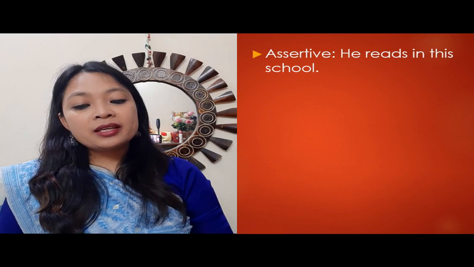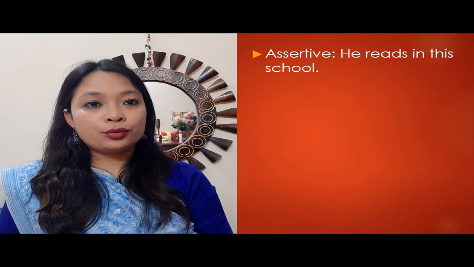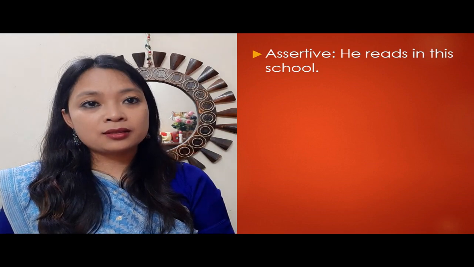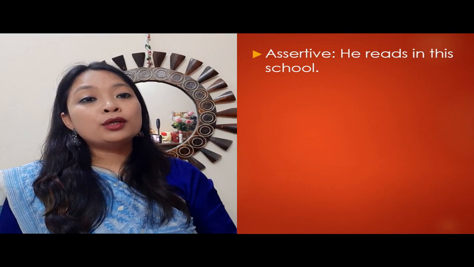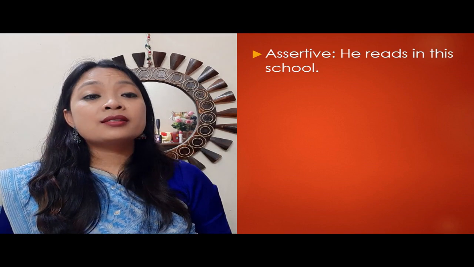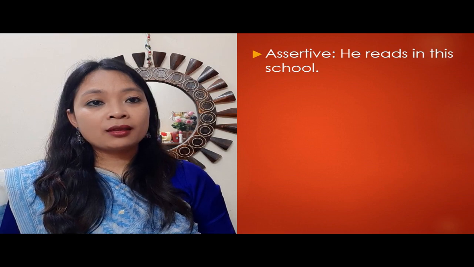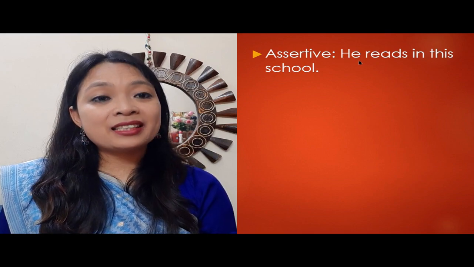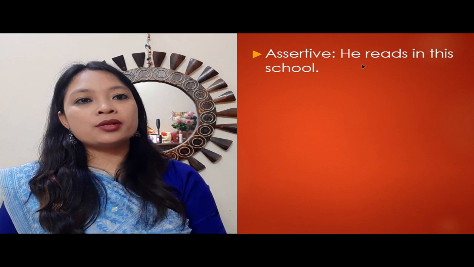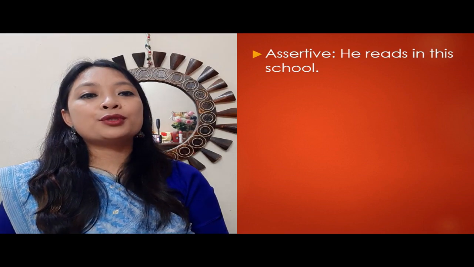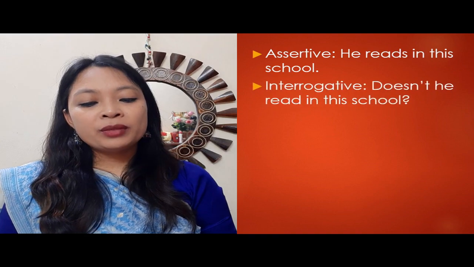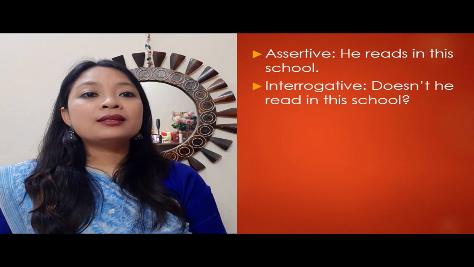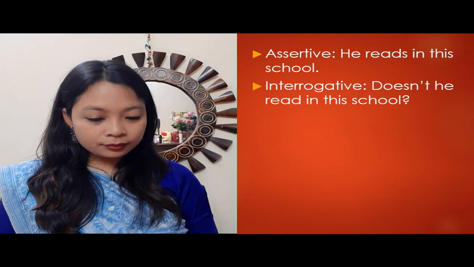He reads in this school. So this is also written in present indefinite tense. I have already mentioned that in present indefinite tense, we have to use the auxiliary verb do or does according to the subject or tense. Here our subject is he. He is third person singular number. We all know that. That's why we have to use does, right? So we will write down: Doesn't he read in this school?